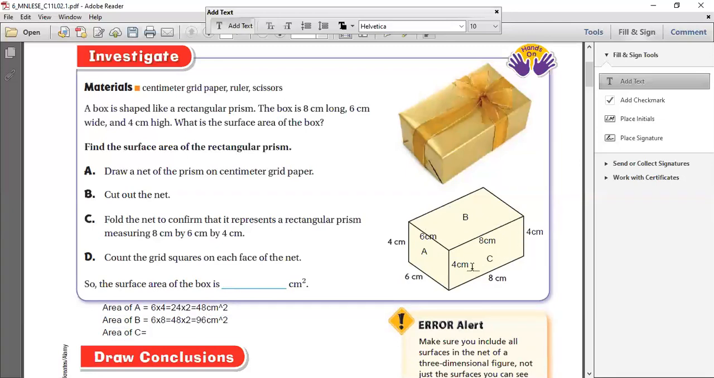You can take it as a face. So we need to find the area again. So again, to find the area of this rectangle, we need the length and the width. So the length is 8 and the width is 4. So 8 multiplied by 4 is equal to 32 square centimeter.